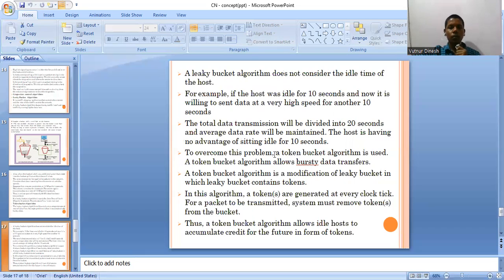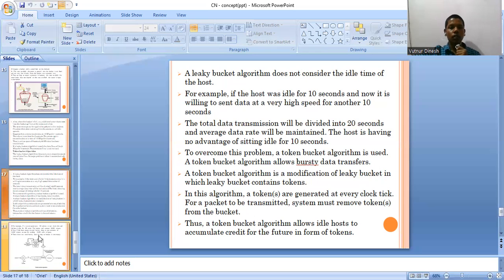To overcome this problem, a token bucket algorithm is used. A token bucket algorithm allows bursty data transfers. A token bucket algorithm is a modification of leaky bucket in which the bucket contains tokens. In this algorithm, tokens are generated at every clock tick. For a packet to be transmitted, the system must remove tokens from the bucket. Thus, a token bucket algorithm allows idle hosts to accumulate credit for the future in the form of tokens.